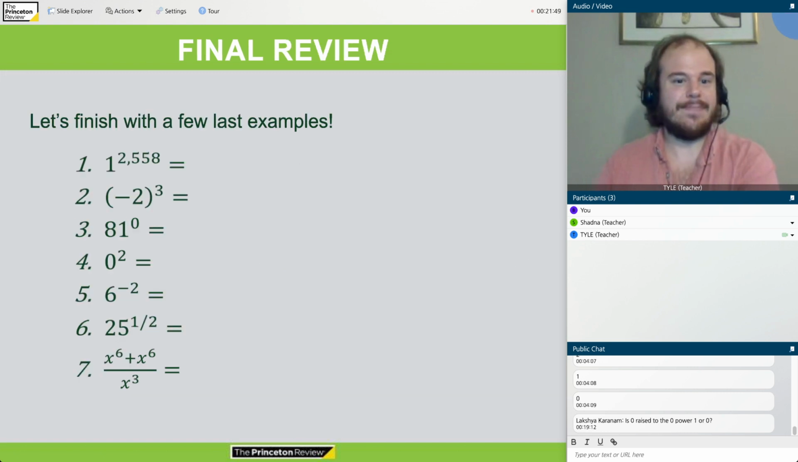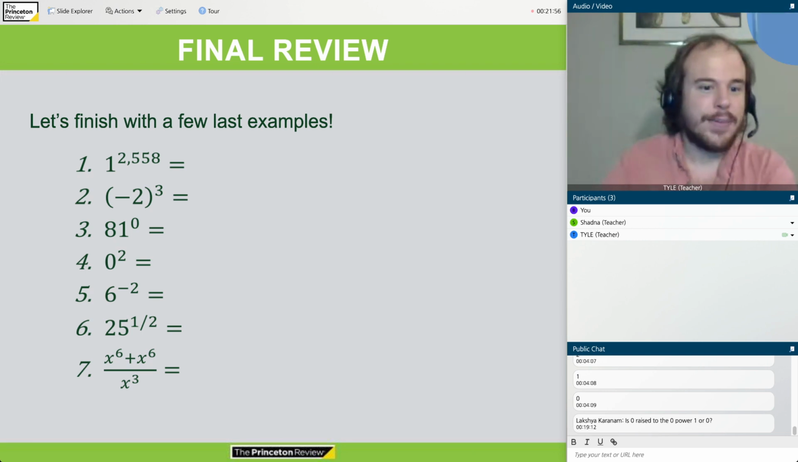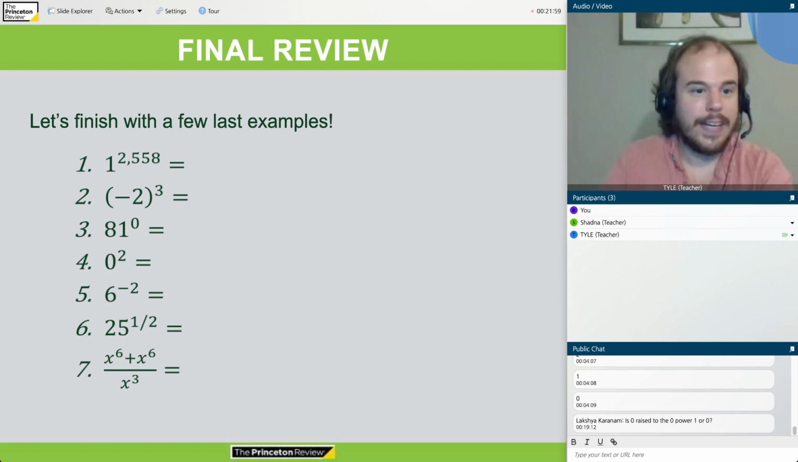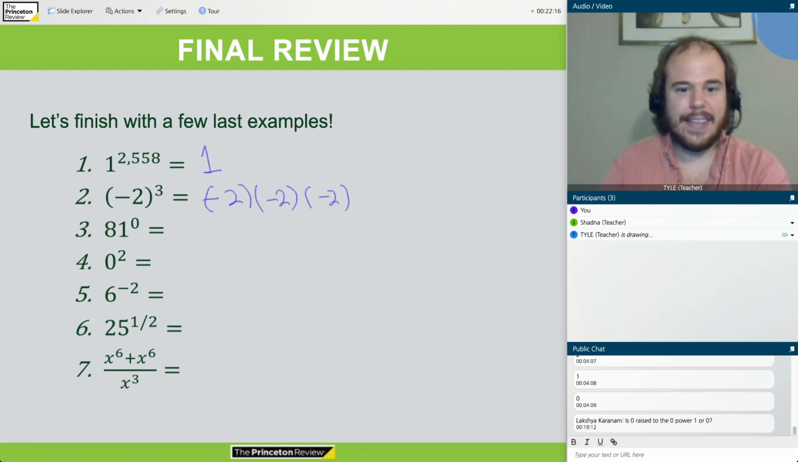All right. So let's finish up with a few last examples, and then we can do some questions. First, 1 raised to some big power. Well, we know that 1 raised to any power is always 1. Negative 2 raised to the third power. Well, this is negative 2 times itself 3 times. We know that 2 to the third power is 8, and we have 3 negatives. 2 of them cancel, so we get negative 8.